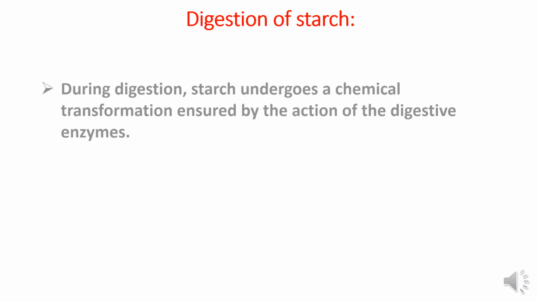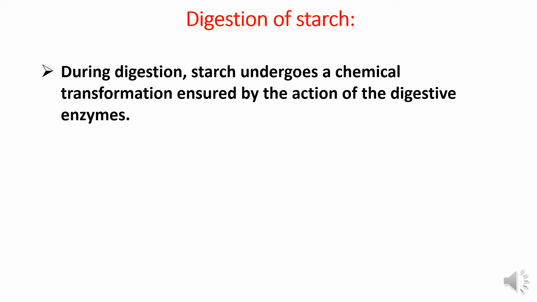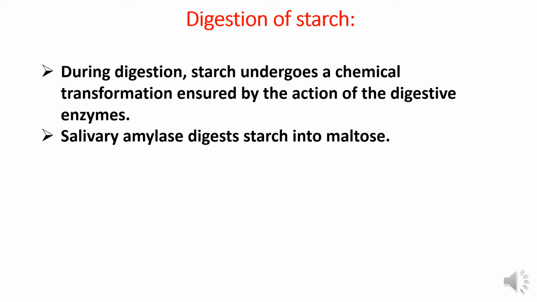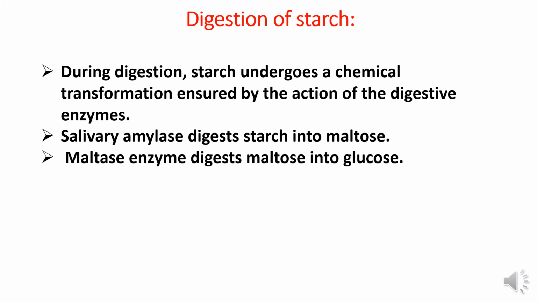Digestion of starch. During digestion, starch undergoes a chemical transformation ensured by the action of the digestive enzymes. Salivary amylase digests starch into maltose, and maltose is a reducing sugar. Maltase is another enzyme that digests maltose into glucose. This is the aim of the following experiment.